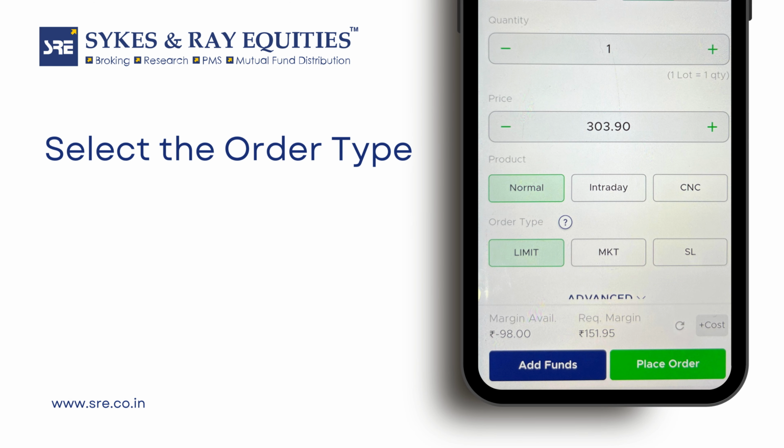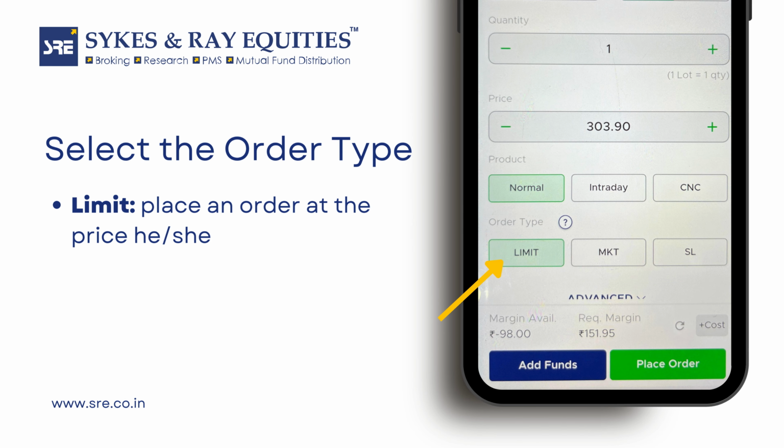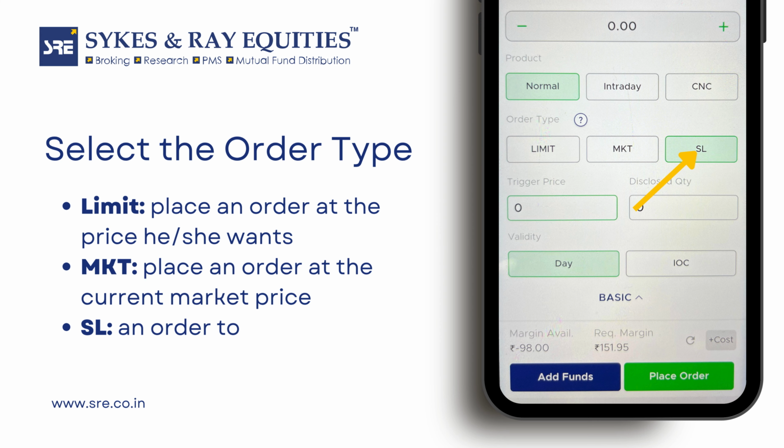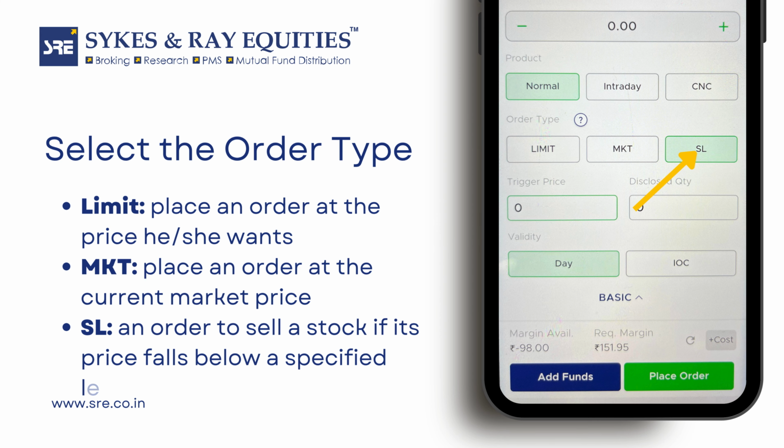Select the order type. Limit means to place an order at the price he or she wants. Market means to place an order at the current market price. Stop loss means an order to sell a stock if its price falls below a specified level.